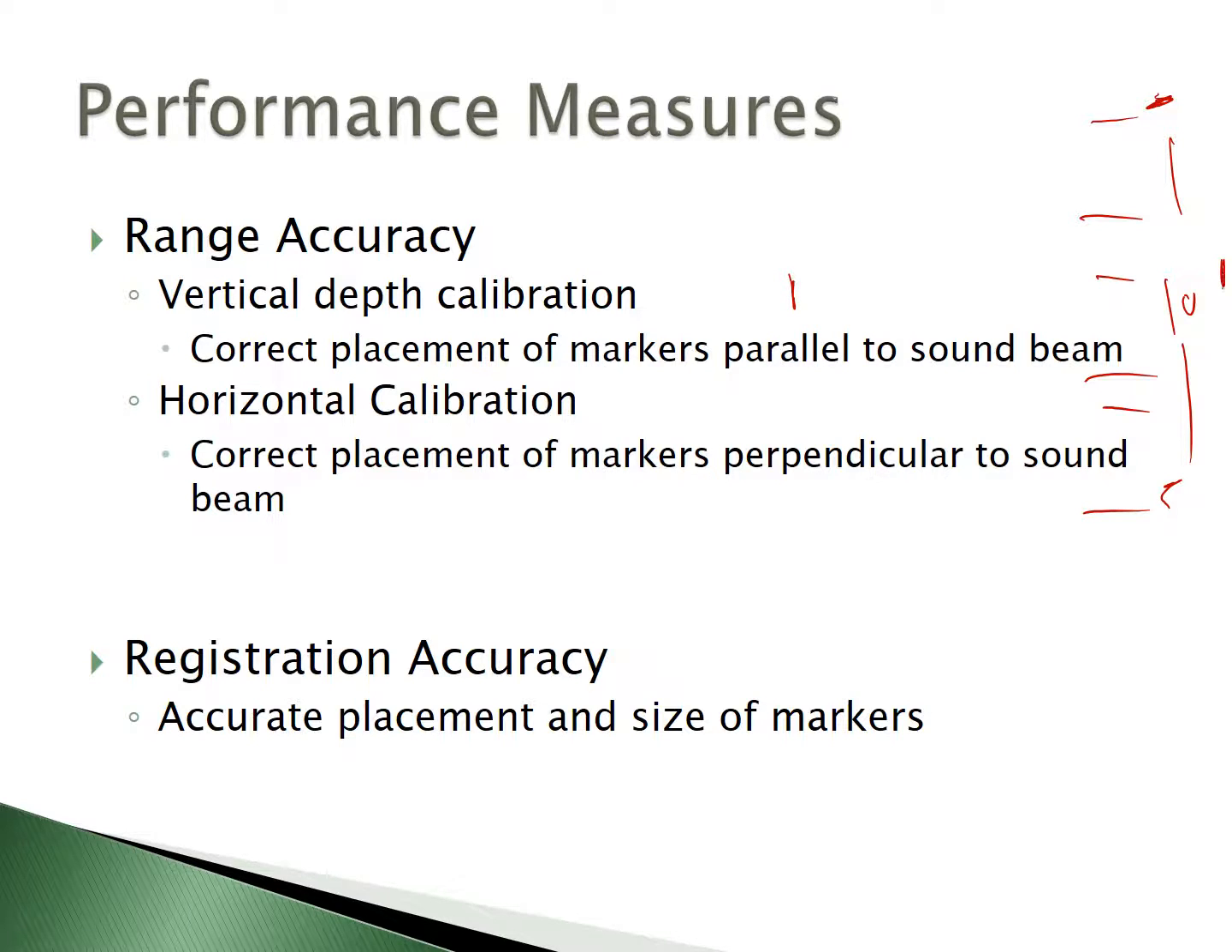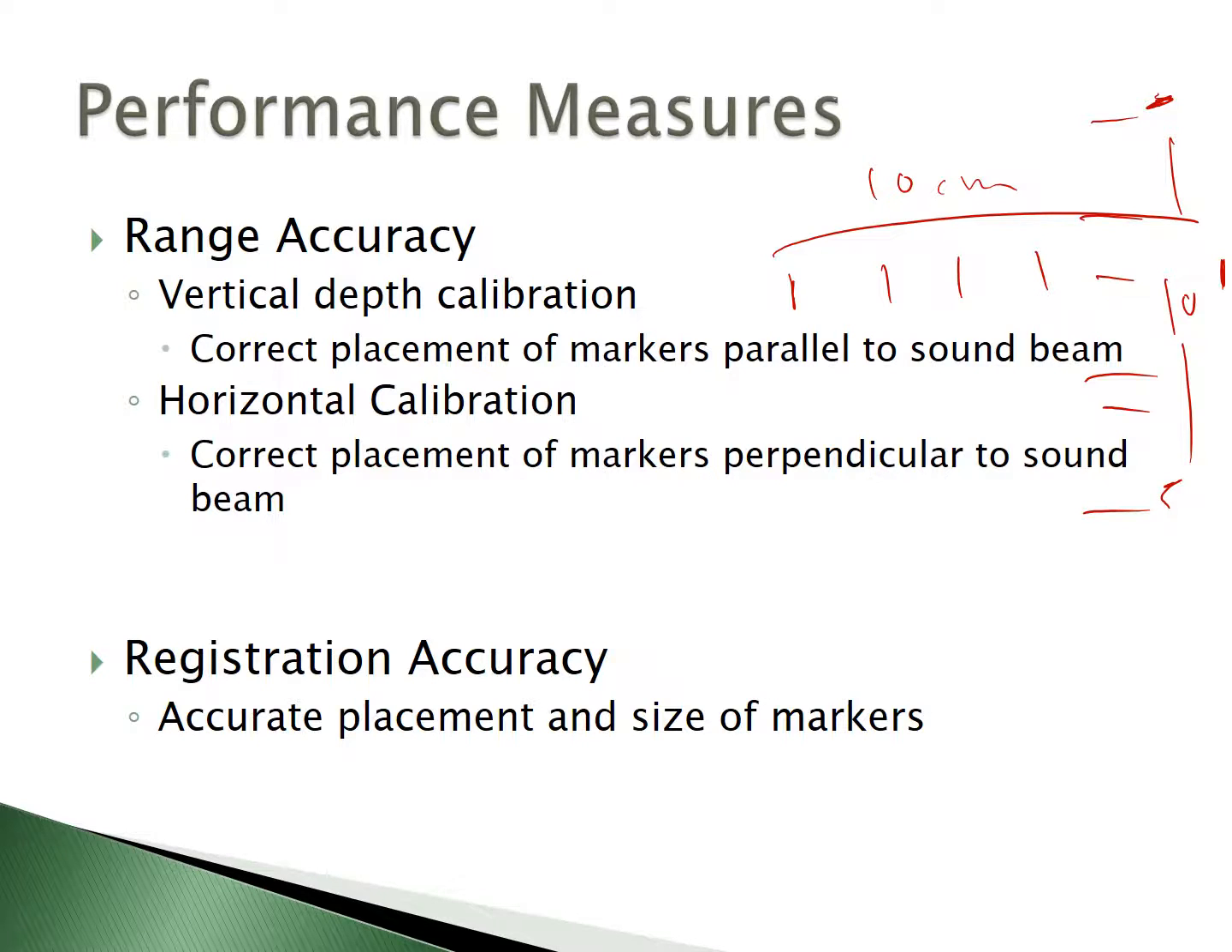Similarly, it'll give us little pins that are going horizontal, and it might say left to right is also 10 centimeters. If we're not measuring that on our phantom, then we'll need to reset the calibration on the machine. So this will make sure that we are imaging items at the appropriate depths and horizontal placements.